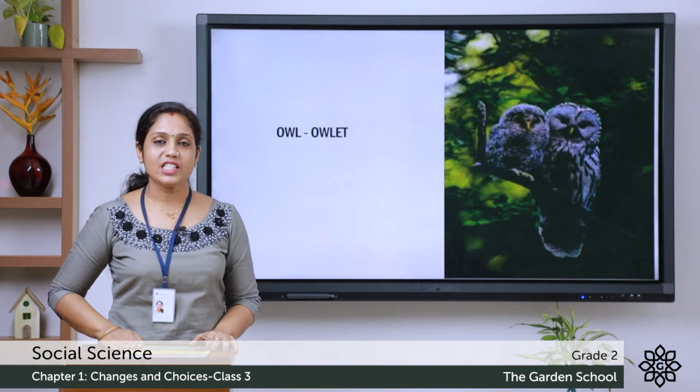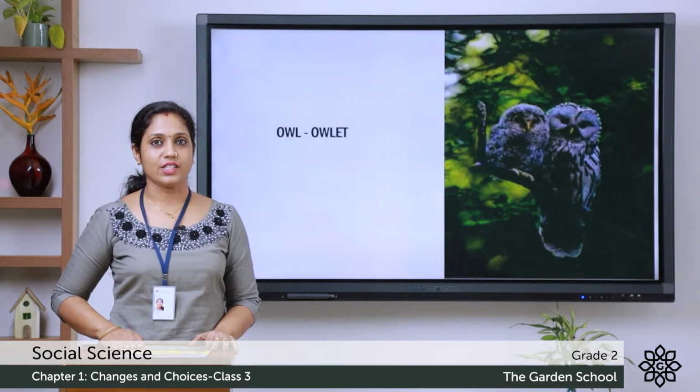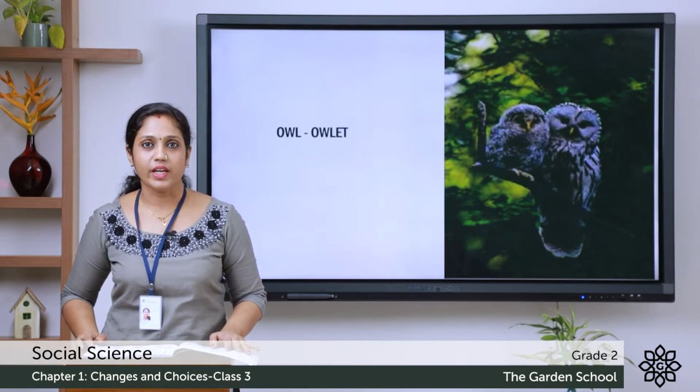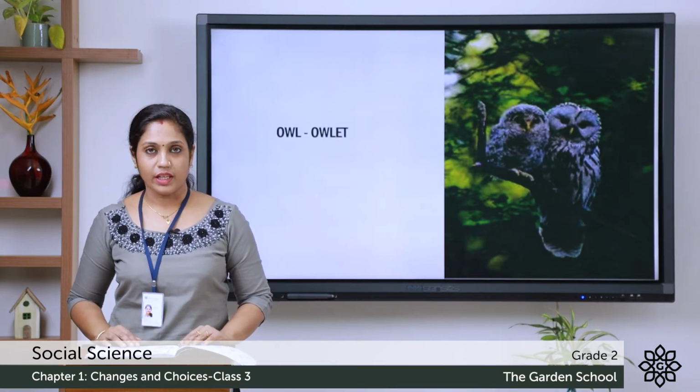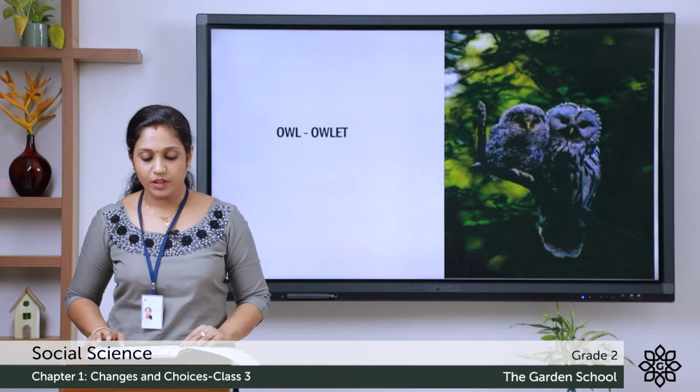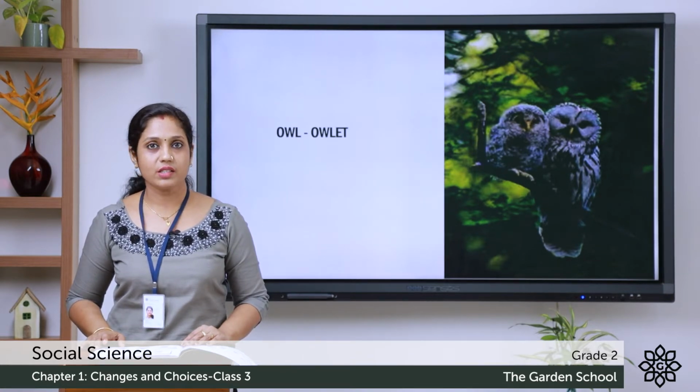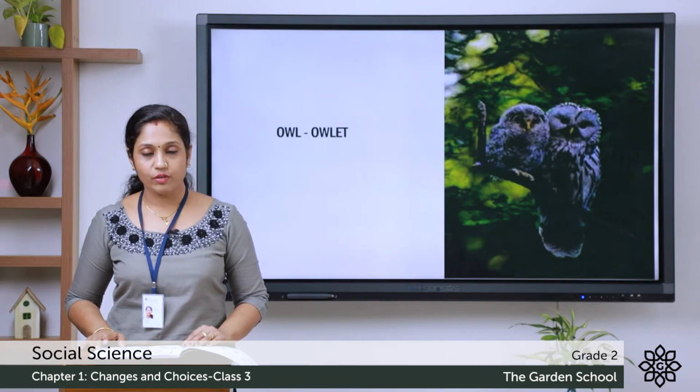So now, let's move on to the exercises in the text. Open your text. You can take page number 3. In that, you can see the checkpoint. There, we need to tick the young ones that will grow up as they become older and cross the things that will not grow. So we learnt living things grow, non-living things do not grow. So we have to tick the things that will grow.